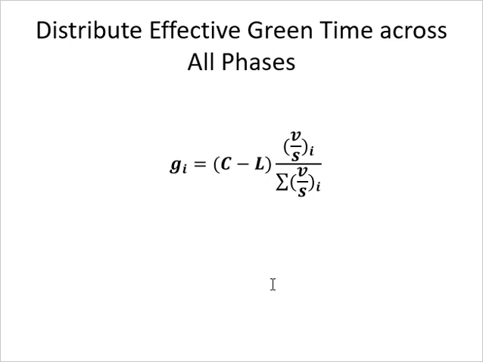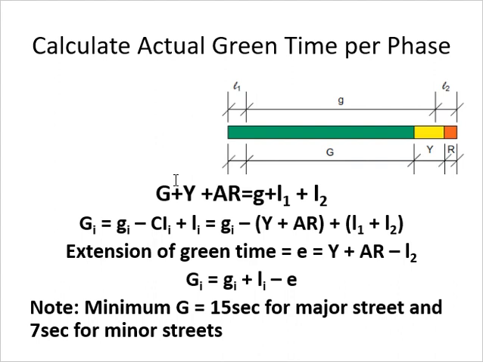Okay, now you want to calculate the effective green time for each phase. Remember, you have already made the phasing plan. So this is the total effective green time. V by S ratio for the lane group in the phase which you are considering right now. So I is the phase you are considering right now. I'm calculating effective green time for phase I: the V by S ratio of the lane group in that phase upon the total V by S ratio. You will repeat it for each phase and you will get the effective green time for each phase.